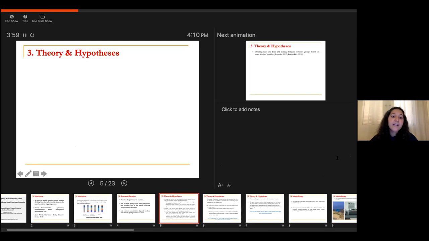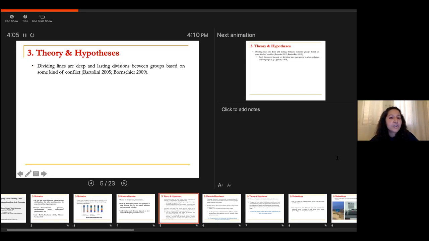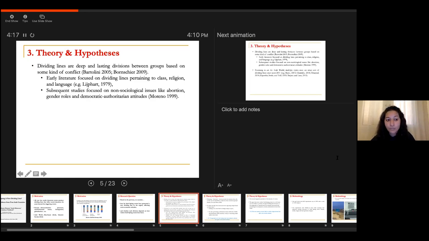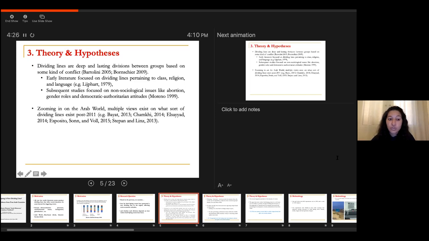So what is the theory and our hypotheses? First, what is a dividing line? Dividing lines are deep and lasting divisions between groups based on some kind of conflict. And if we look at the literature, the early literature has focused on dividing lines pertaining to class, religion, or language. Subsequent studies also focused on non-sociological issues like abortion, gender roles, and democratic-authoritarian attitudes.